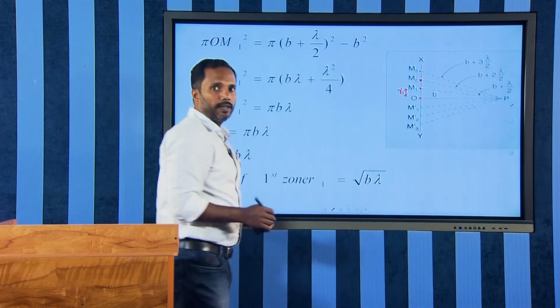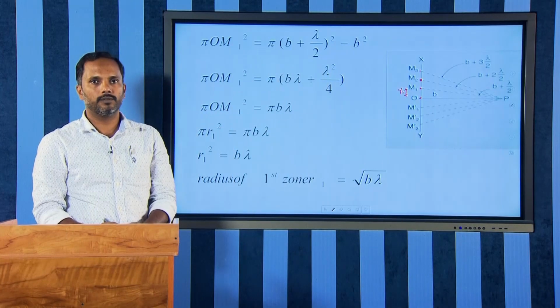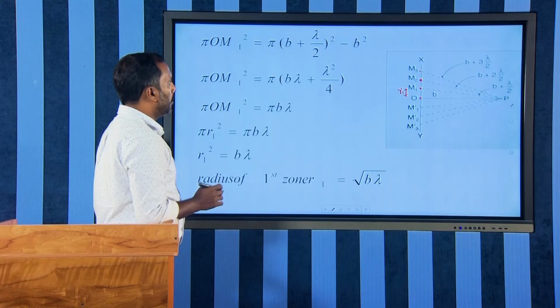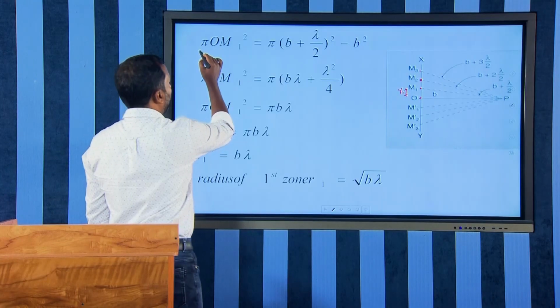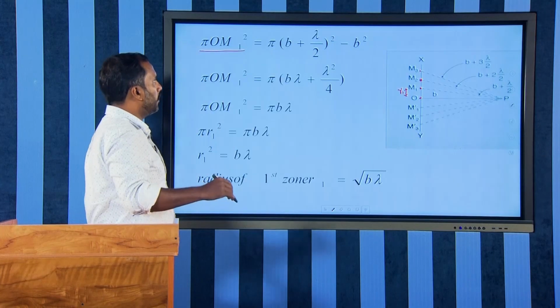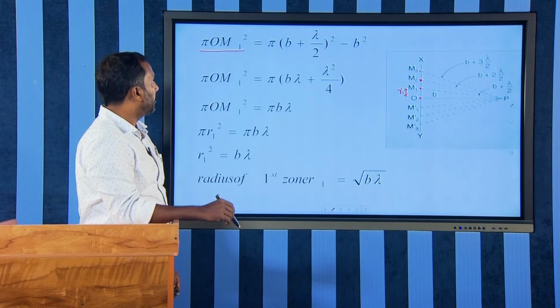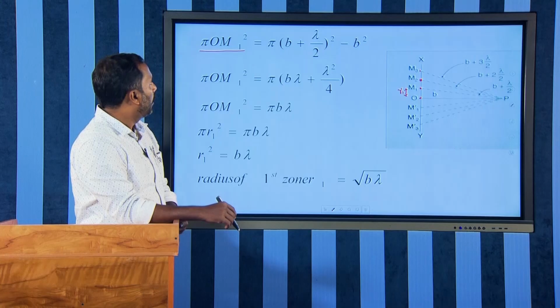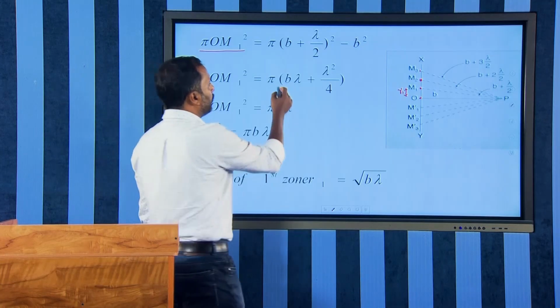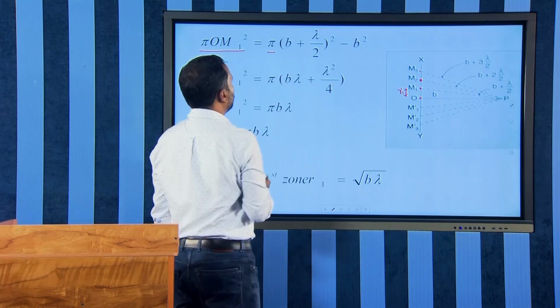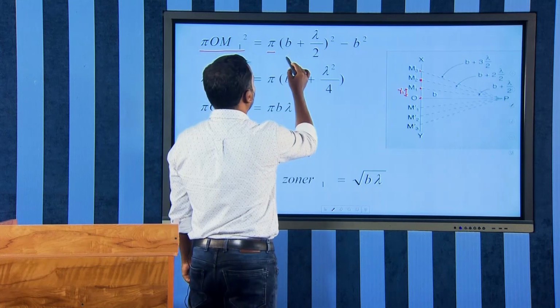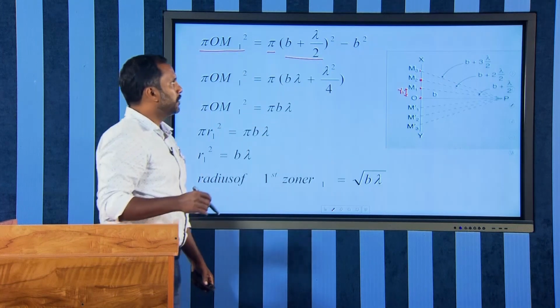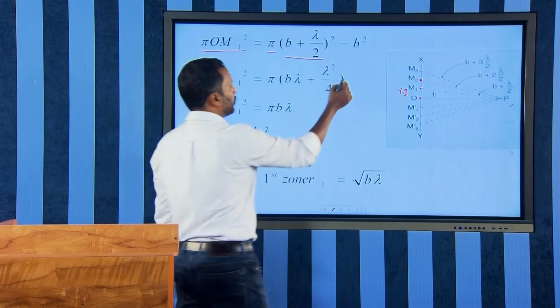So, let us find the area of the first half zone. You know that pi r square is the area of a circle, that will give you pi into OM1 square, that is pi into (B plus lambda by 2) all square minus B square.